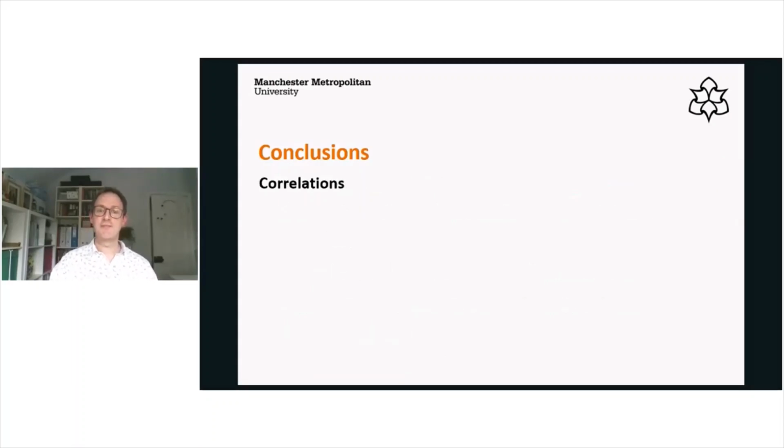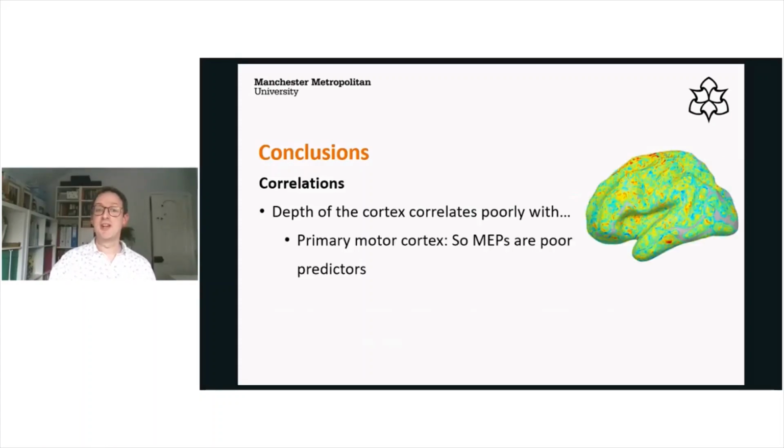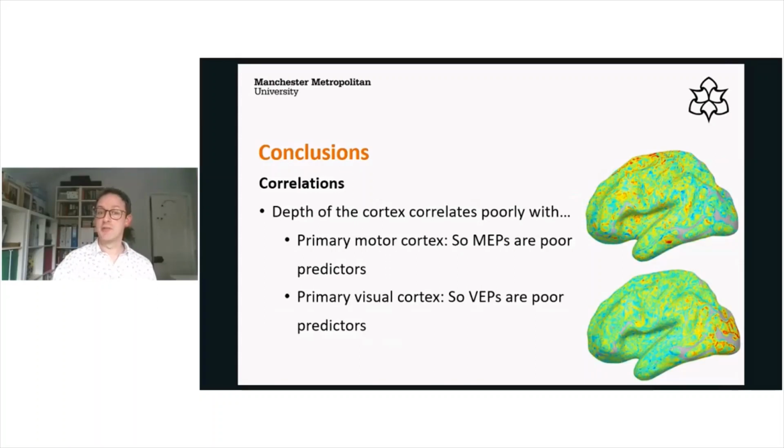Talking about those correlations then, the depth of the cortex correlates poorly with a seed region in primary motor cortex, so motor evoked potentials, MEPs, are not that good as a predictor of how much energy to deliver to a particular brain region. And that's even worse for the primary visual cortex, so setting dosage according to phosphine production is not a reliable way to find the energy suitable for stimulating a nearby brain region.